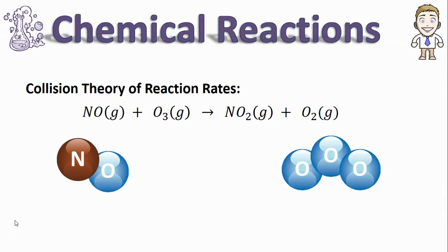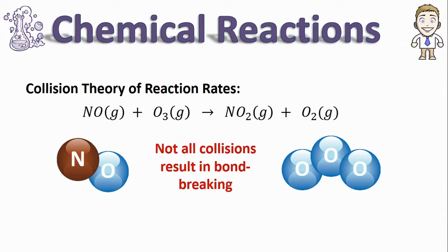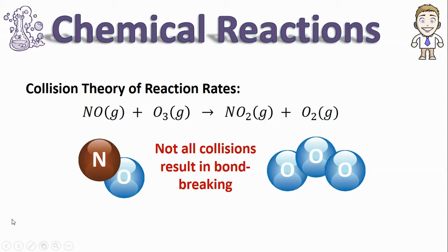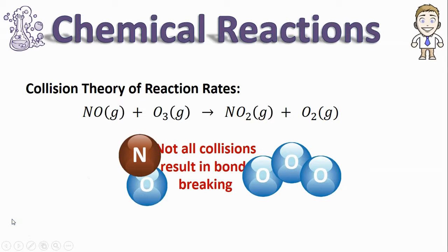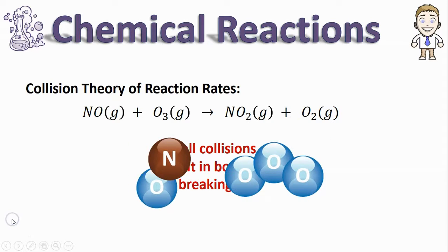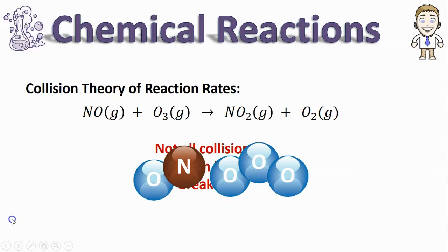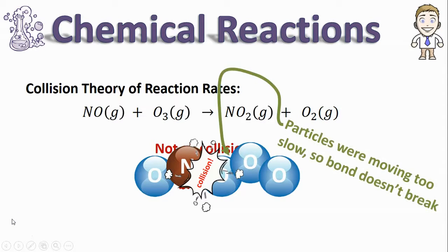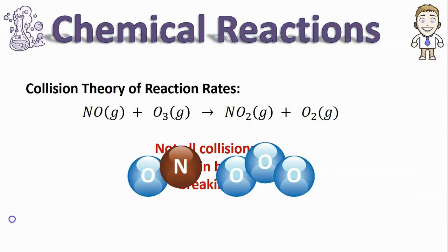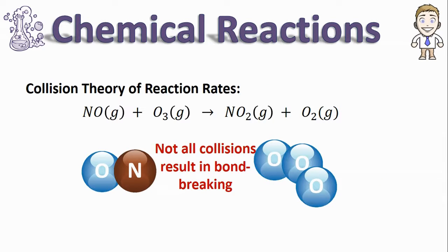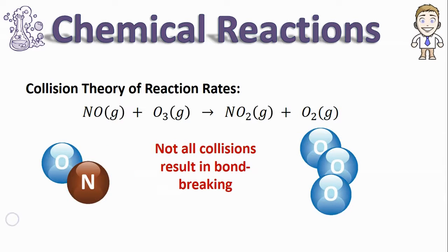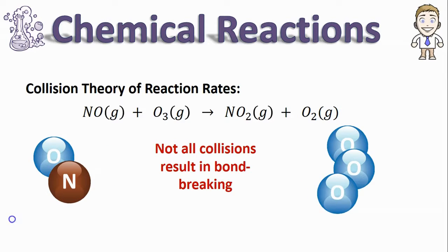For the next part of the collision theory, we have to realize that not all collisions actually result in bonds being broken and the reaction happening. Here I'm going to have my NO and my O3 move towards each other and collide again, but this time notice how slowly they're moving. If they're moving slow enough, the collision might happen, but this time they were moving so slow that there wasn't enough force behind the collision to actually break that bond. That means they'll bounce off of each other having collided, but the oxygen didn't attach to the nitrogen. We didn't get a reaction to take place at all.